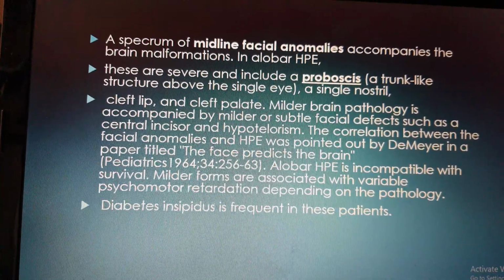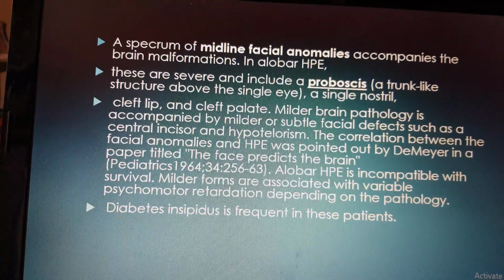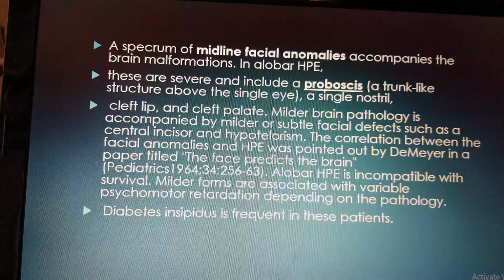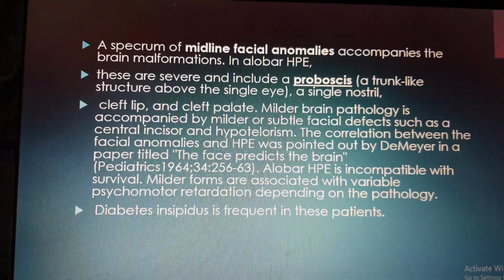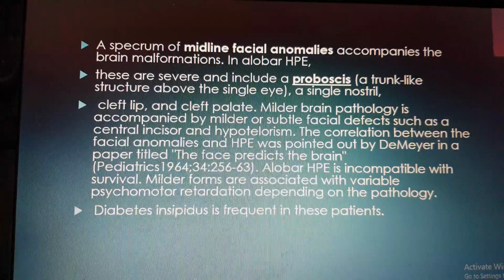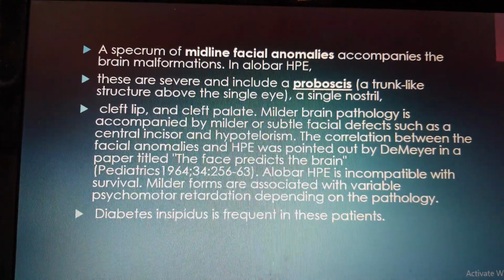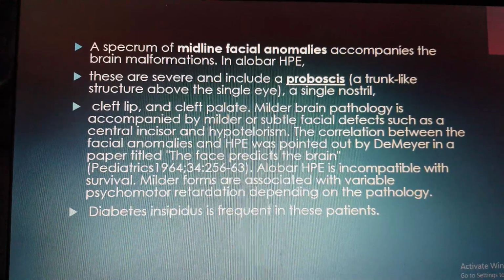The correlation between the facial anomalies and holoprosencephaly was pointed out by DeMyer in a paper titled "The Face Predicts the Brain." You can read it. Alobar holoprosencephaly is incompatible with life, of course, with survival. Milder forms are associated with variable psychomotor retardation depending on the pathology. Diabetes insipidus is frequent in these patients.